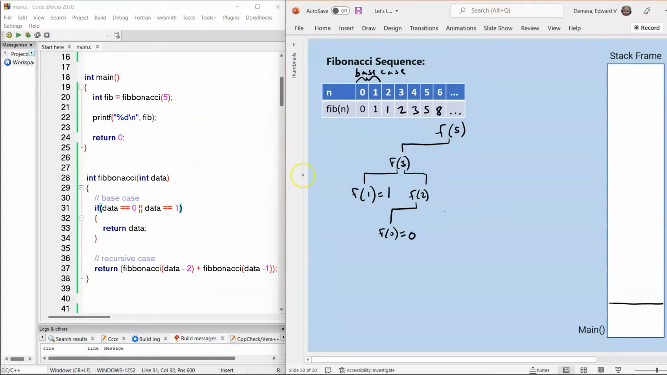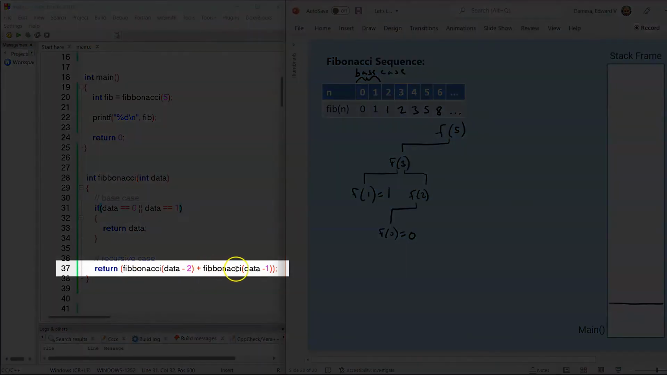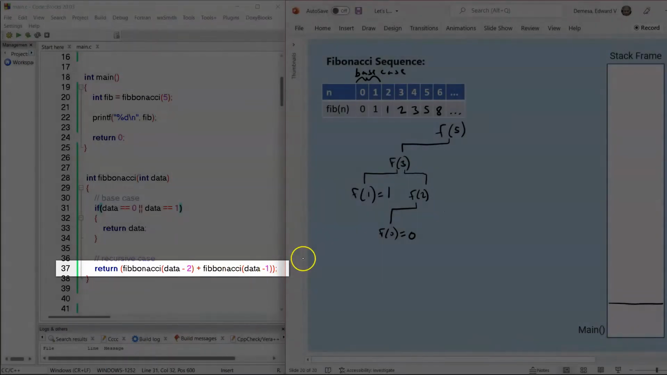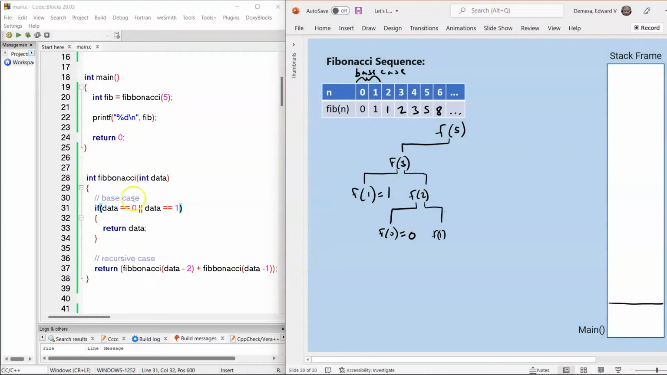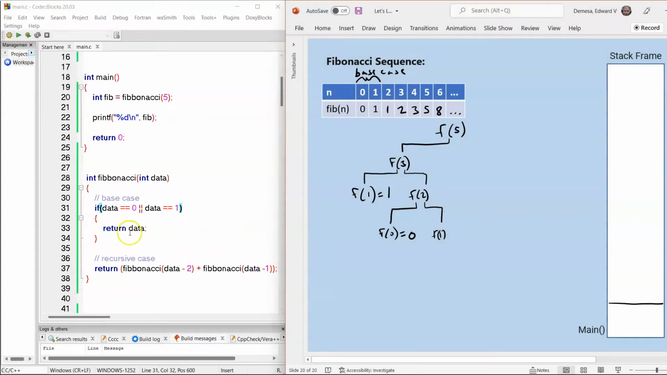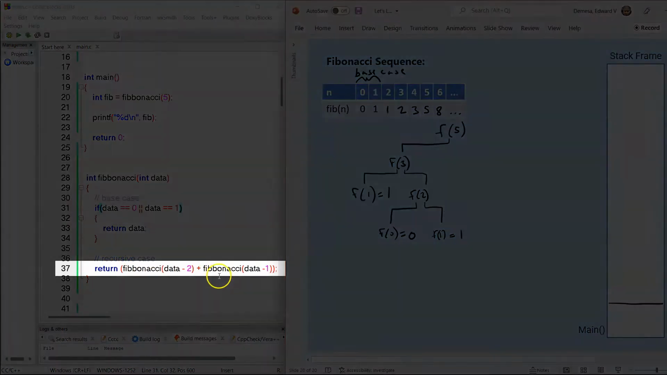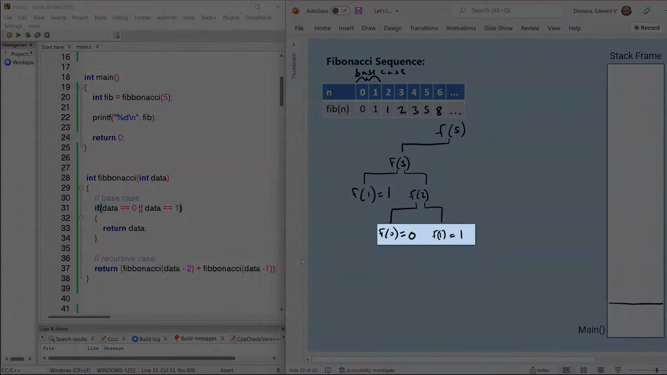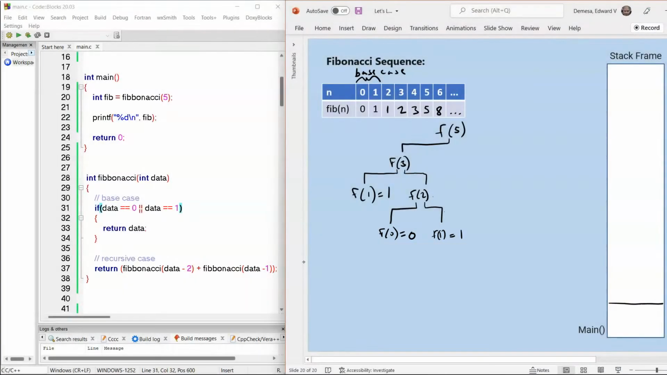The control then goes back to f of 2. F of 2 resumes on line 37, where the second Fibonacci number is called, with 2 minus 1, and that gives us f of 1. The compiler then enters the function on line 28, and on line 31 it checks, is 1 equal to 1? The answer is yes, and so 1 is returned. The control then goes back to f of 2, and it resumes on line 37. There's nothing left to do, so it adds data minus 2 plus data minus 1, and in this case 0 plus 1, so f of 2 becomes 1.